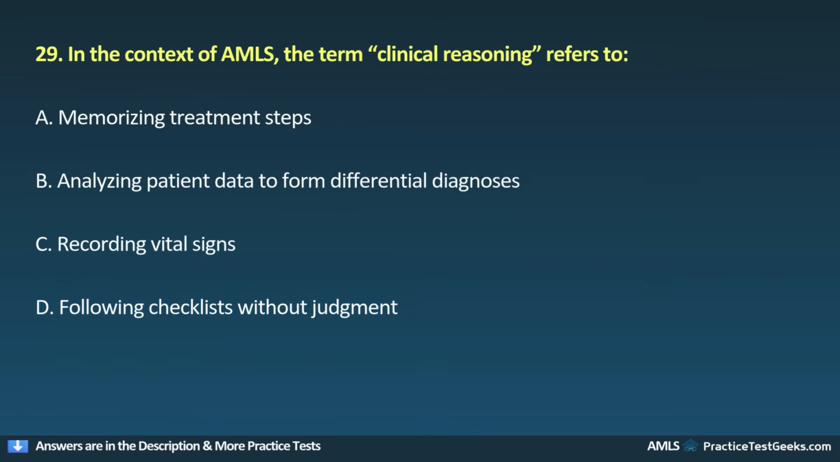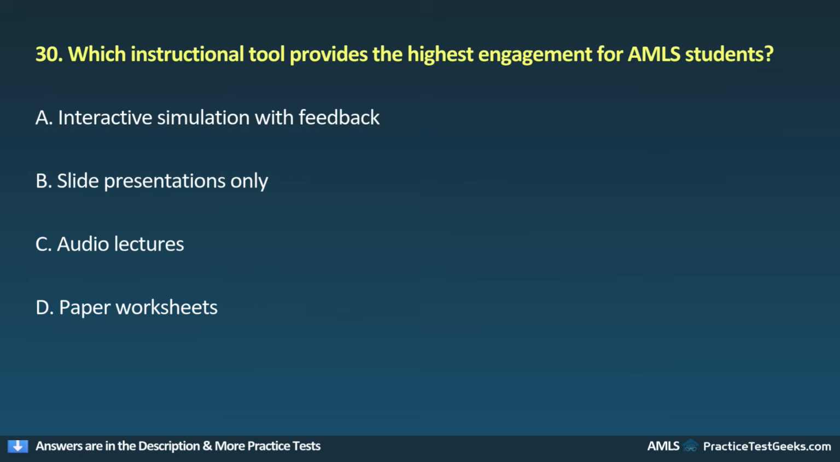29. In the context of AMLS, the term clinical reasoning refers to: A. Memorizing treatment steps. B. Analyzing patient data to form differential diagnoses. C. Recording vital signs. D. Following checklists without judgment.